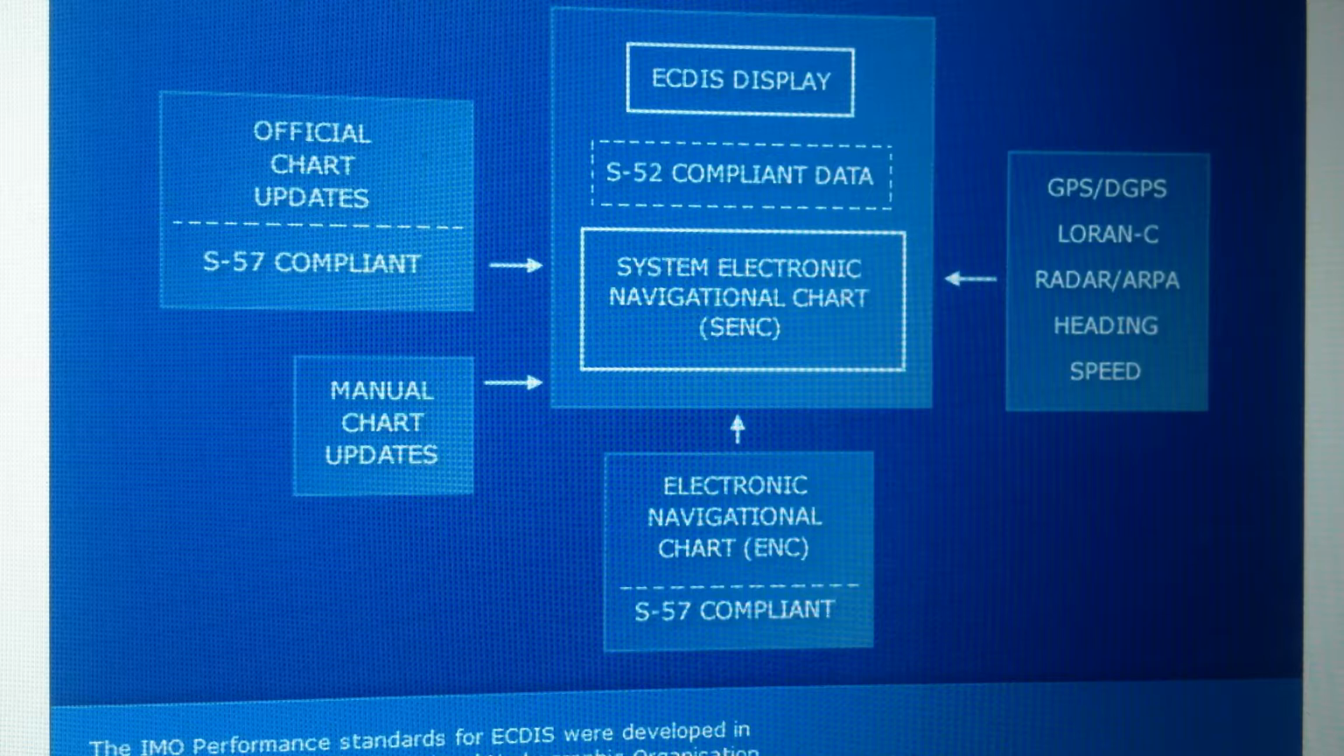The IMO performance standards for ECDIS were developed in cooperation with the International Hydrographic Organization and the International Electrotechnical Commission. The IHO has developed complementary recommendations on electronic navigation charts, which standardize the database and the content, structure and format of the information provided and displayed. The IEC is developing the methods of testing an ECDIS so it meets the requirements from IMO and IHO.